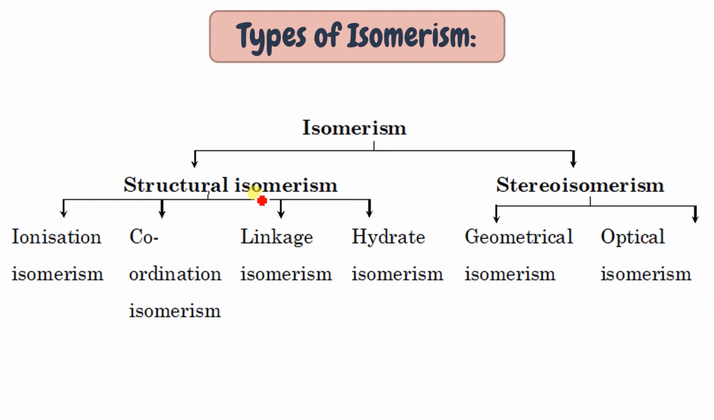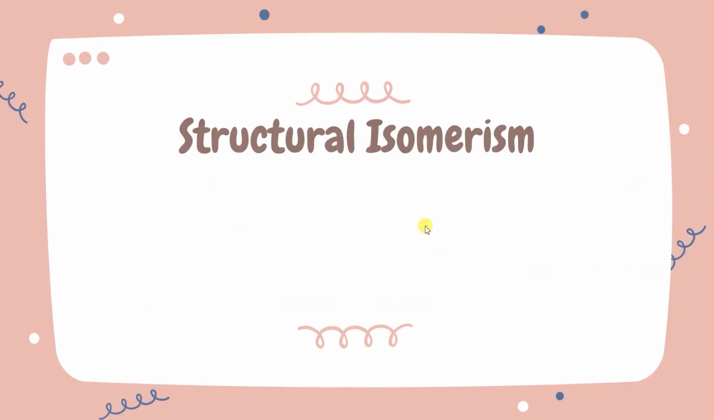Structural isomerism will be of 4 types for the coordination compound. First is ionization isomers, second is coordination isomers, third is linkage, and fourth is hydrate isomerism. So these are the 4 types only. And stereoisomerism is the same as before, geometrical and optical. Okay, so let's start one by one.